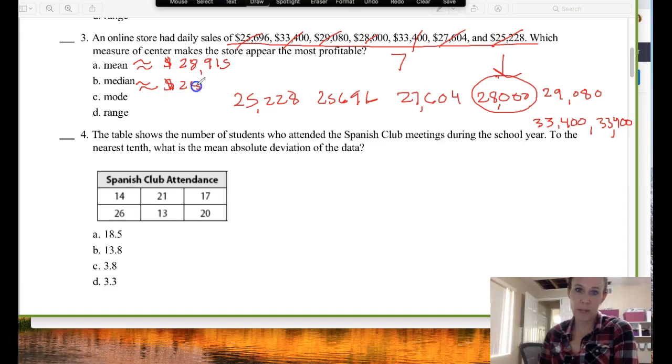Just straight up 28,000. So the average or the mean gives you a little bit higher number, 28,915. So that looks a little bit better. The mode, the number that occurs most often, this is the only number that repeats. So that number is the mode, 33,400. Well, the mode is looking like it's going to make the store appear most profitable.